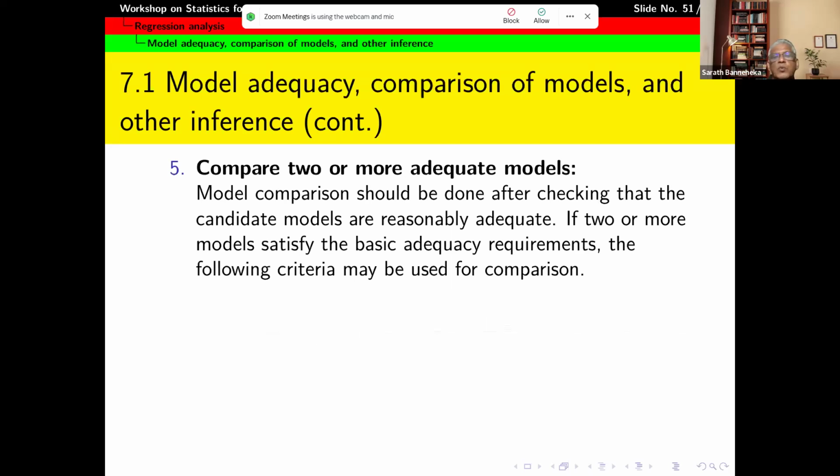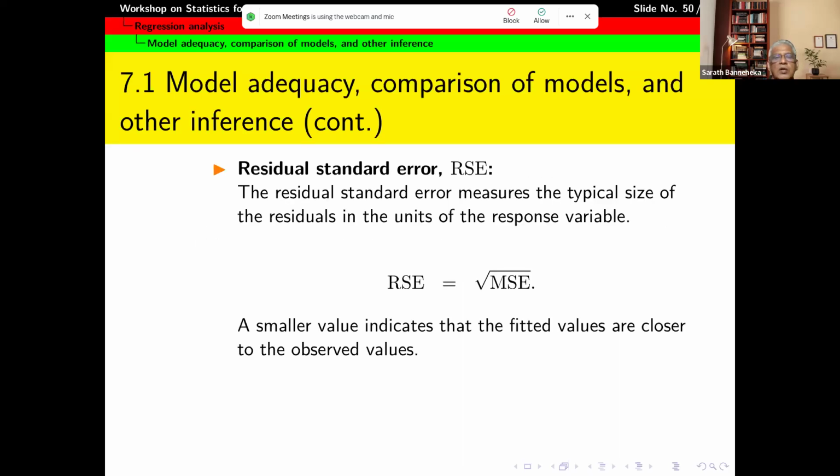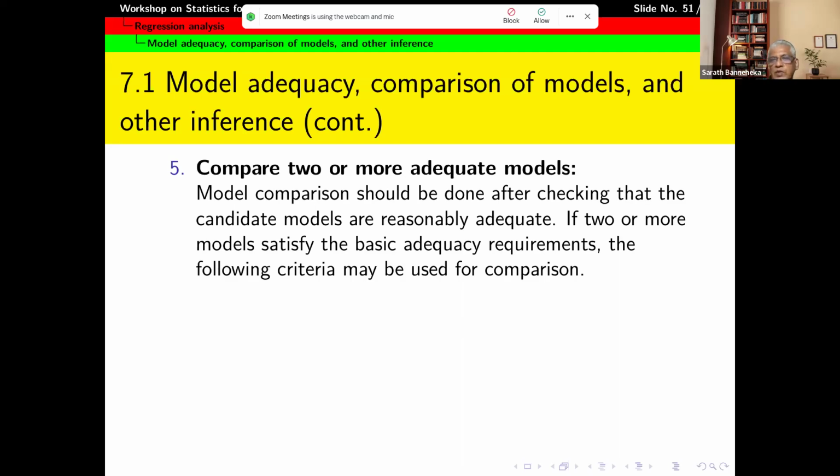So how do we compare two or more adequate models? Suppose you get one model, and you think it's adequate relative to adjusted R square and the residual standard error, so you select that as an adequate model. You have another model maybe containing some other variables and some other transformations of variables. You consider that also as an adequate model. Maybe roughly the same R square, roughly the same residual standard error, and so on. So then, how do you compare these two models?